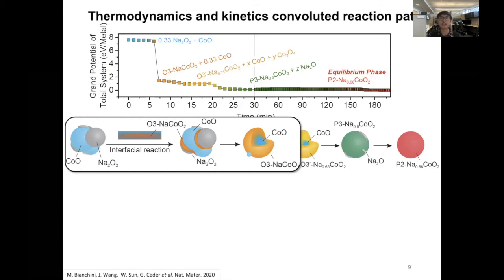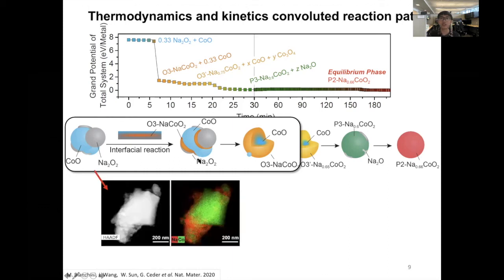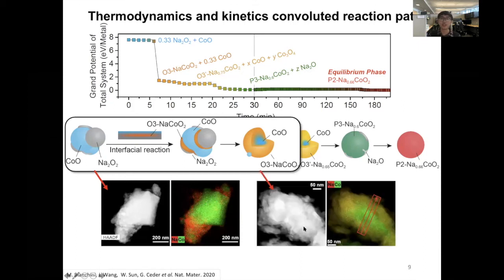With TEM, we can get a sense of how the interfacial reaction looks. This figure shows a pristine mixture of cobalt oxide and sodium peroxide after ball milling. And this set of figures shows the same precursor briefly annealed at a low temperature for a short period of time. As the reaction starts, sodium peroxide diffuses into the cobalt oxide particle, leading to a core-shell-like morphology where the remaining cobalt oxide is encapsulated by the O3 phase.